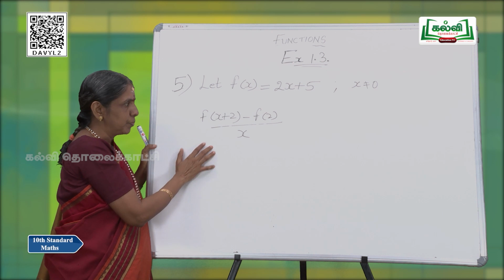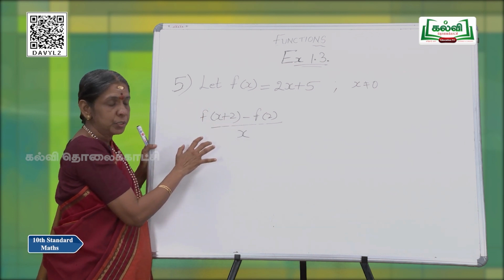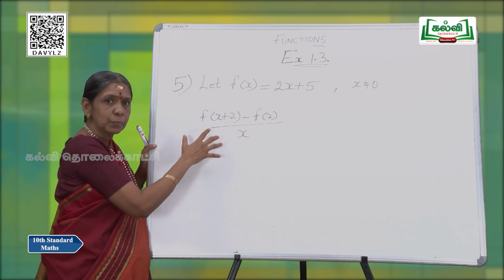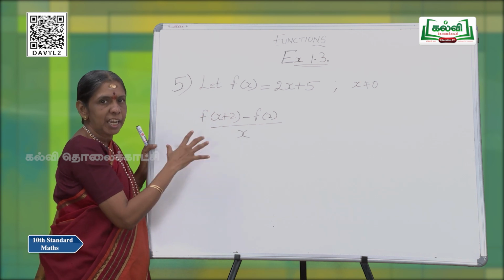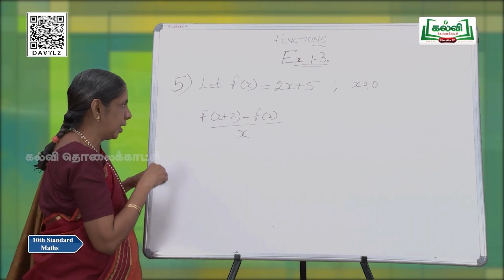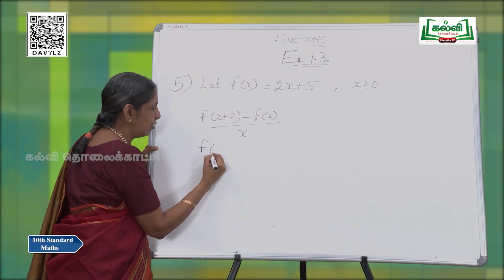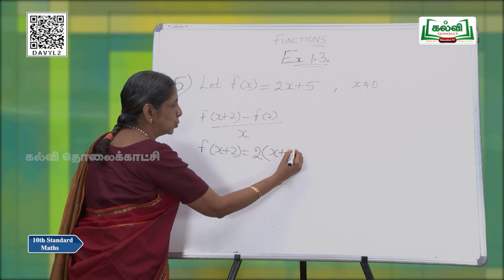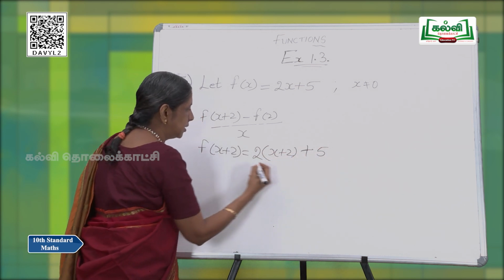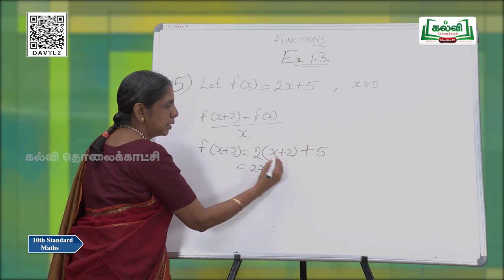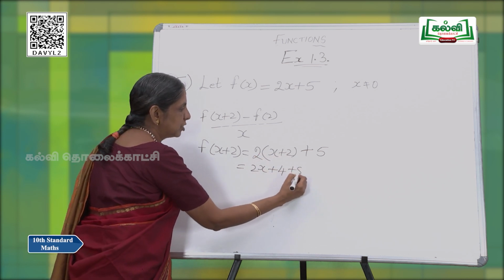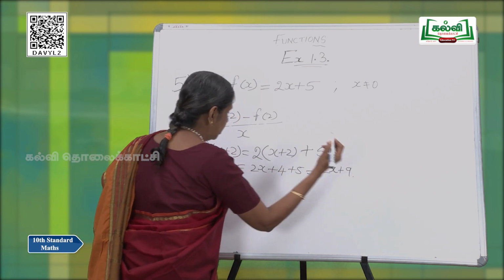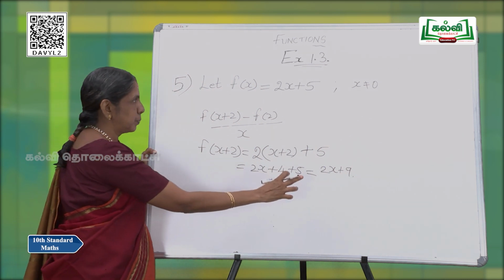Now, let us start doing the sum. F of x plus 2, what should we do? In the place of x, we have to replace x plus 2. So, let us do step by step. Let me calculate first f of x plus 2, what is the functional value. So, f of x plus 2 is equal to 2 times x plus 2 plus 5, that is 2x, 2 into 2 is 4, plus 5, that will be equal to 2x plus 9. So, f of x plus 2 is equal to 2x plus 9.